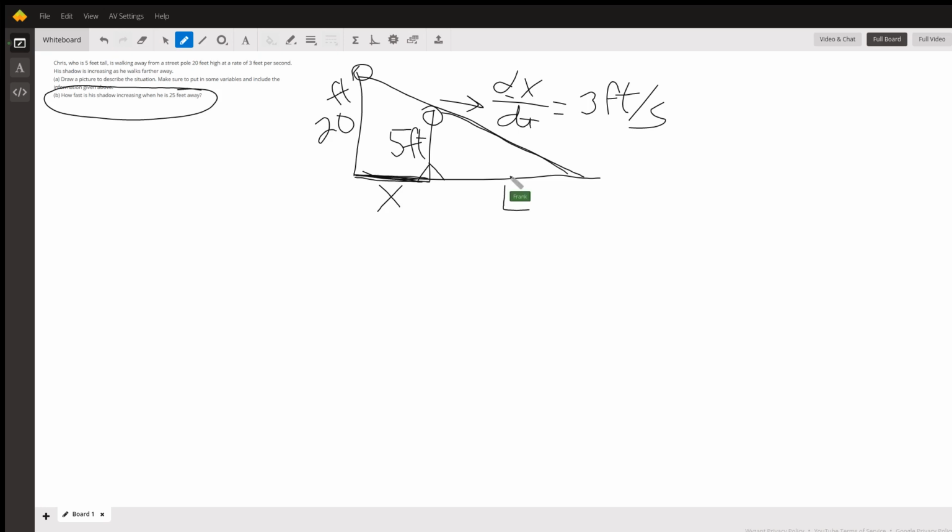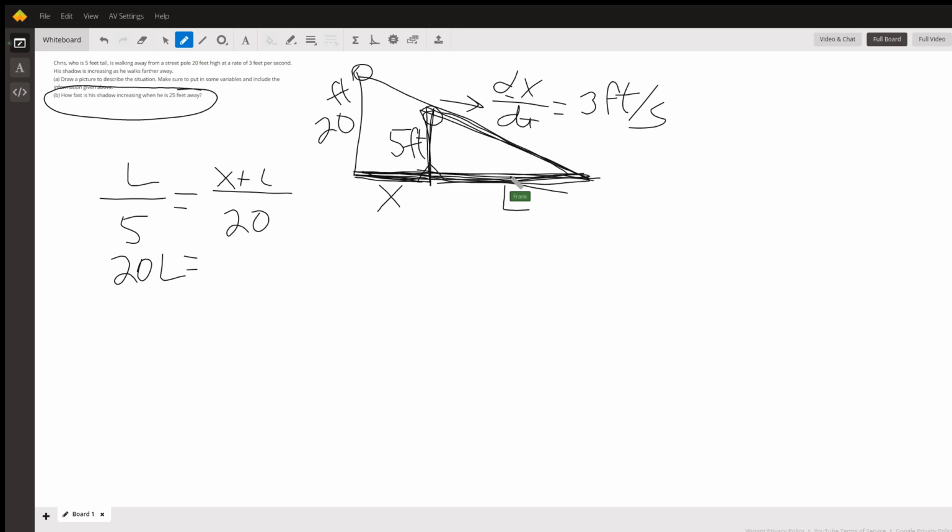Here's a triangle. The ratio of the base, which is L, to the height of the triangle, which is 5, equals, in the other triangle, the big triangle, these are similar triangles, x plus L, that's the base, divided by 20, the height. So those ratios are the same. Cross multiply: 20L equals 5x plus 5L. Subtract 5L from both sides: 15L equals 5x.